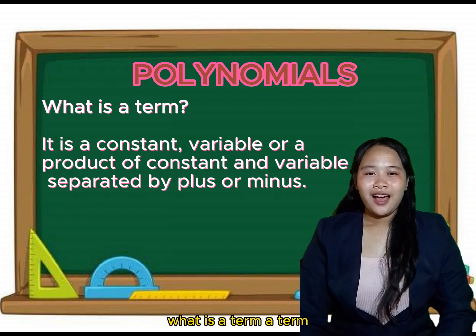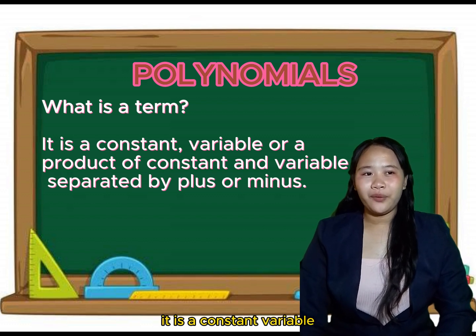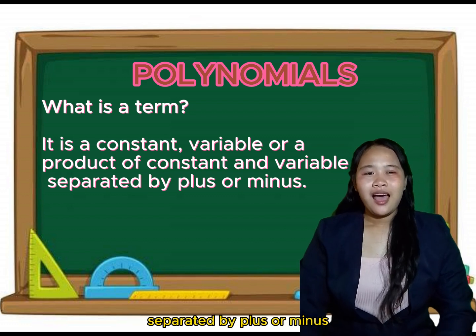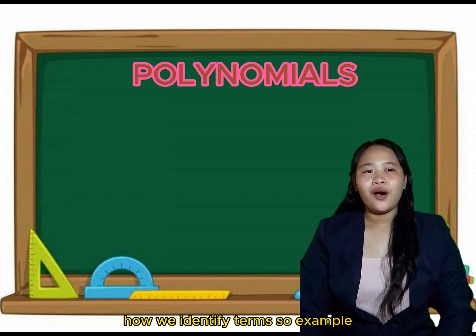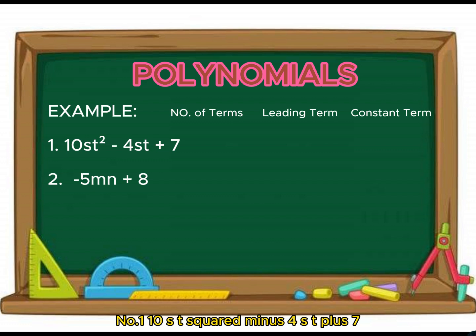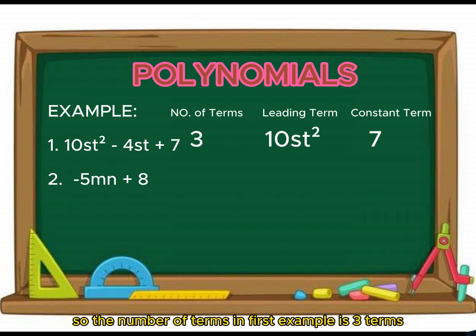What is a term? A term is a constant, variable, or a product of a constant and variable separated by plus or minus. How do we identify terms? Example number 1: 10st squared minus 4st plus 7. Let's encircle the plus and minus that separate terms. The first term is 10st squared. The second term is 4st. The third term is 7. So the number of terms in the first example is 3 terms.